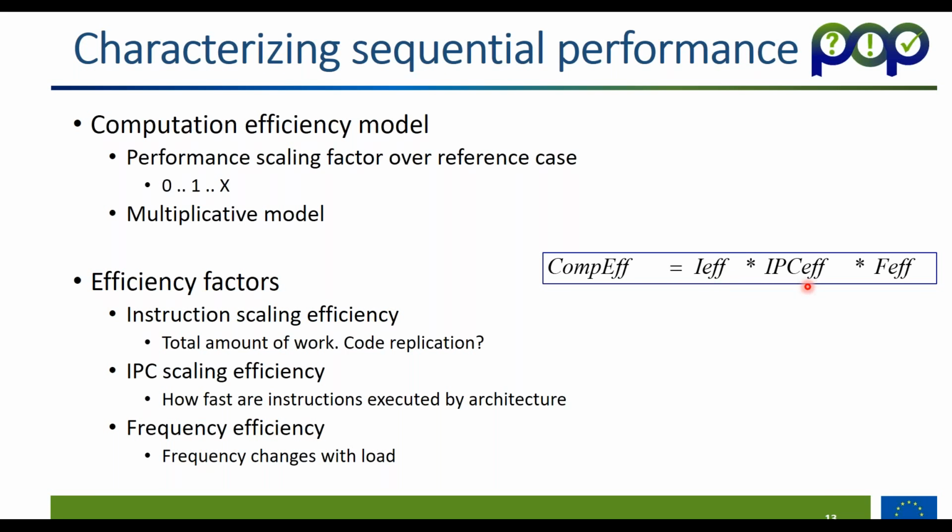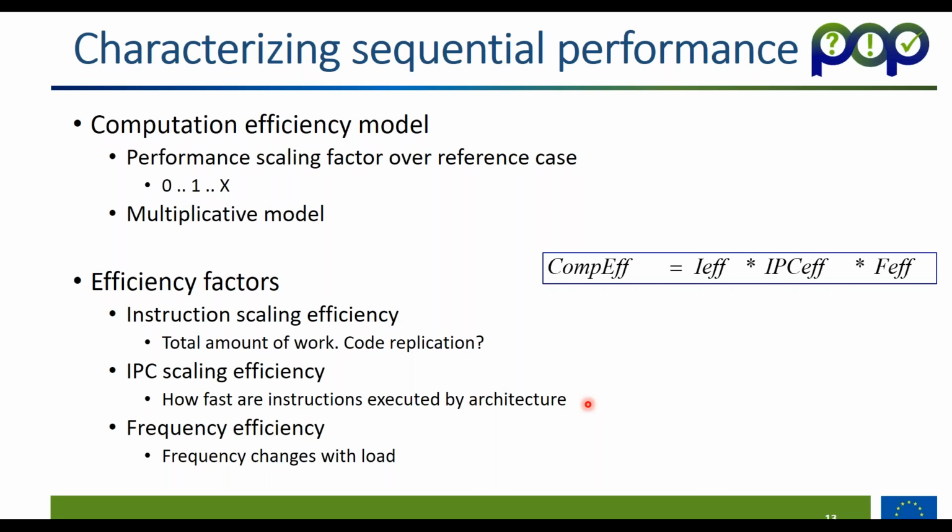There's another factor which is important, which is how fast the processor is executing those instructions. It may be that with larger core counts the IPC gets worse than what you had with lower core counts, or it may be that it's better.